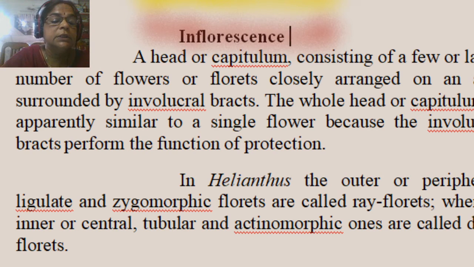Let us study the example of Helianthus annuus, that is the sunflower. In this sunflower, the outer peripheral florets are ligulate. Ligulate means the corolla is in the form of a ligule, a strap-like structure, and they are zygomorphic. These are found on the periphery, that is the ray florets. In the center, disc florets are present. The disc florets are actinomorphic and bisexual.